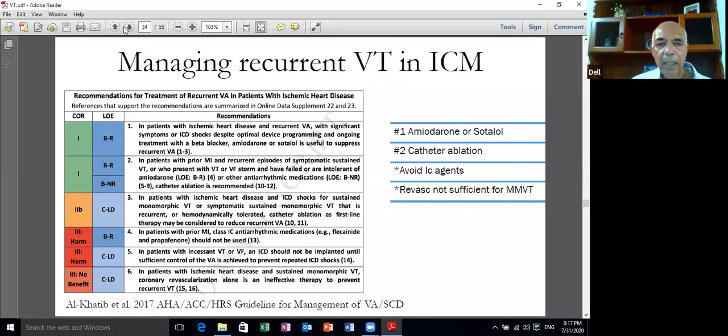Now, the guideline recommendations for the treatment of ventricular tachycardia in ischemic cardiomyopathy are summarized on the right here. First of all, we use drugs, amiodarone or sotalol. If not, catheter ablation. Avoid class 1C because they are not used in a structurally abnormal heart. And remember that revascularization by itself is not sufficient to treat monomorphic ventricular tachycardia, which is scar-related.